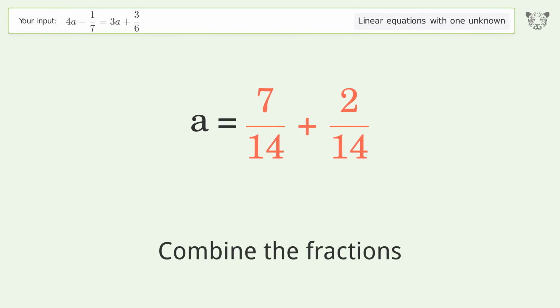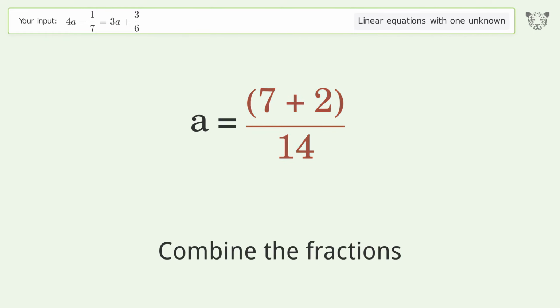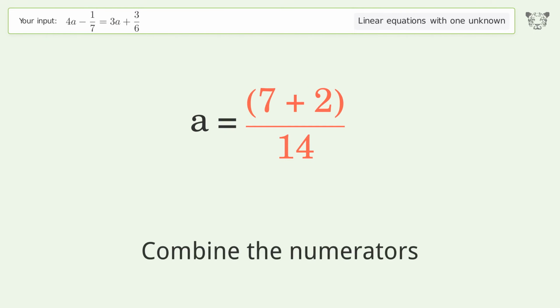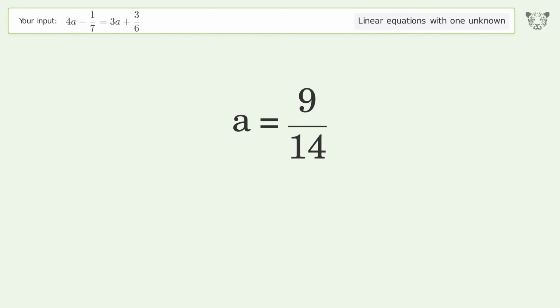Combine the fractions. Combine the numerators. And so the final result is a equals 9/14.